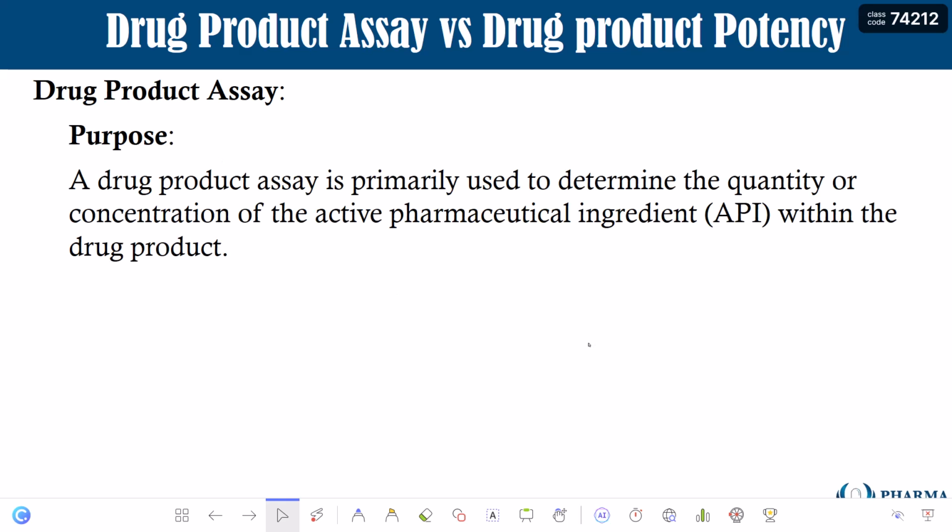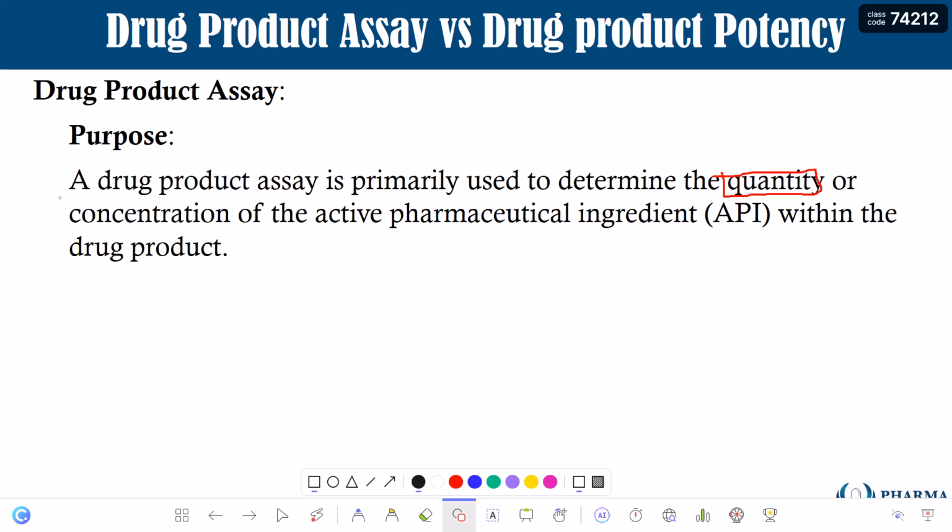What is the purpose of the drug product assay? A drug product assay is primarily used to determine the quantity or concentration of the active pharmaceutical ingredient or API within the drug product. So it could be a quantity, or it could be a concentration.